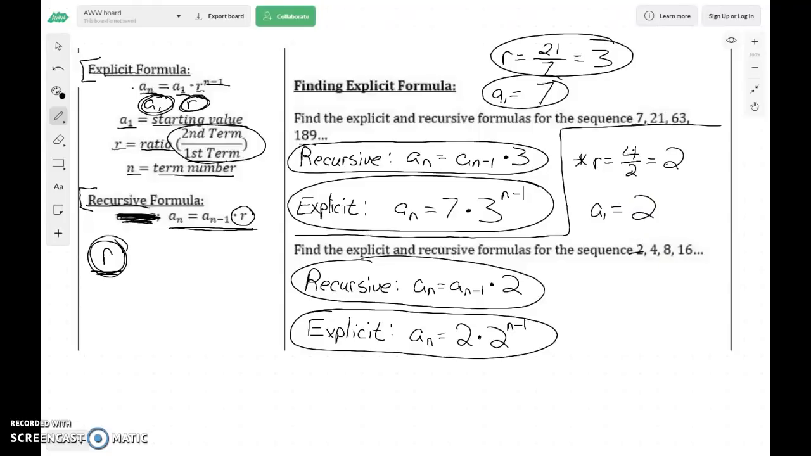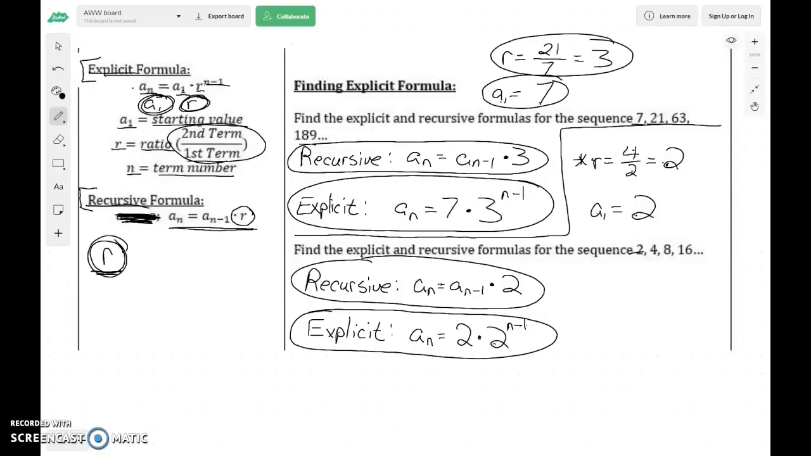Now for my recursive formula, all I needed to do was substitute in R, so I've got a sub n is equal to a sub n minus 1 times 2, because the common ratio up here is 2. For the explicit formula, I took a sub n equals 2. 2 is the first term, so I wrote in 2 for the first term. Then I had times R. R is going to be the 2 as well, so I substituted in 2, and then I wrote to the n minus 1 power. So determining the explicit and recursive formulas for this problem was actually really simple, and I feel like a lot of people are feeling pretty confident about it.